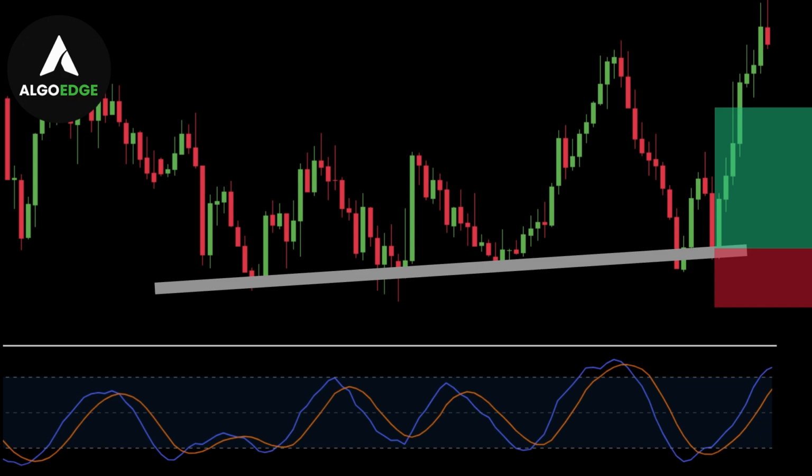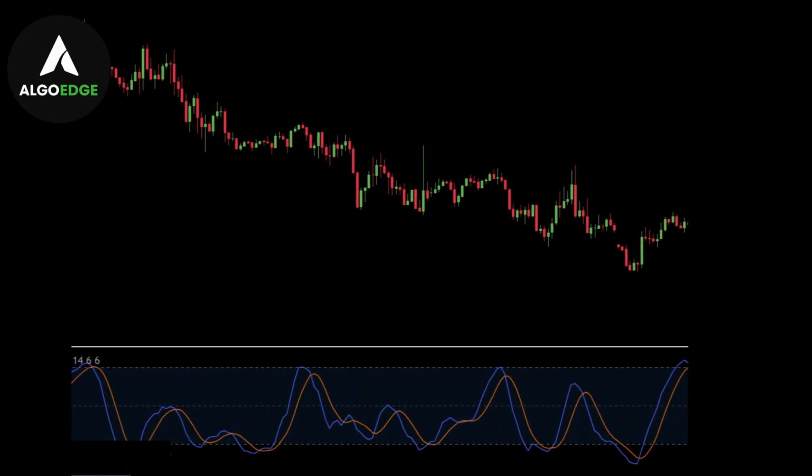Now, the most important lesson here is not the trade itself. The key takeaway is that we're using the stochastic oscillator as an additional layer of confirmation. Instead of blindly entering a trade every time price touches a trend line, we're waiting for evidence that momentum is actually shifting back in our favor. That extra confirmation helps filter out many low-quality setups and can significantly improve the probability of success over the long run. Now, let's look at another example.